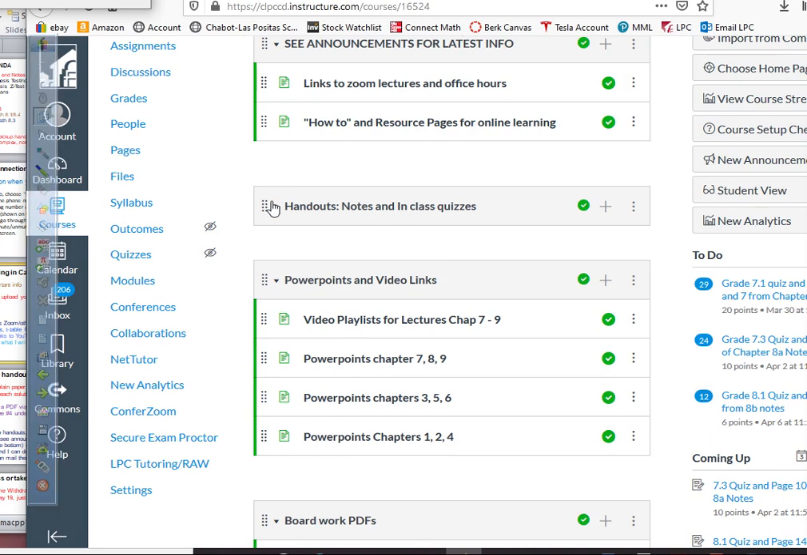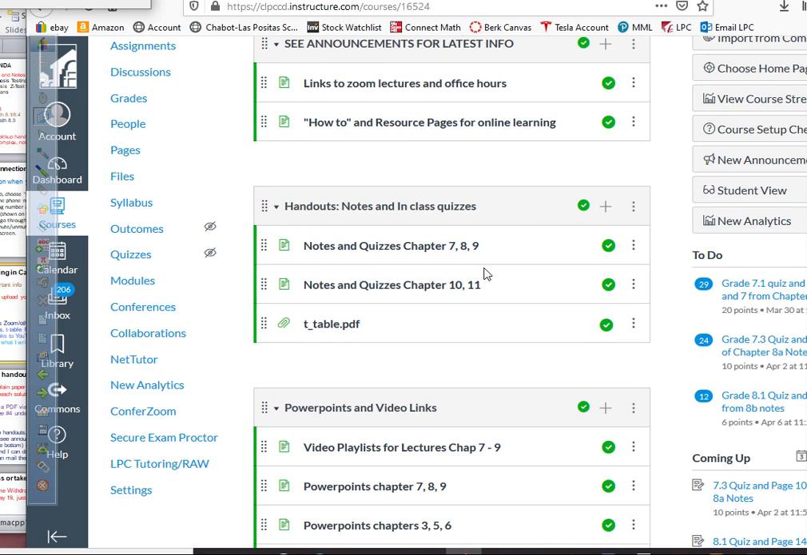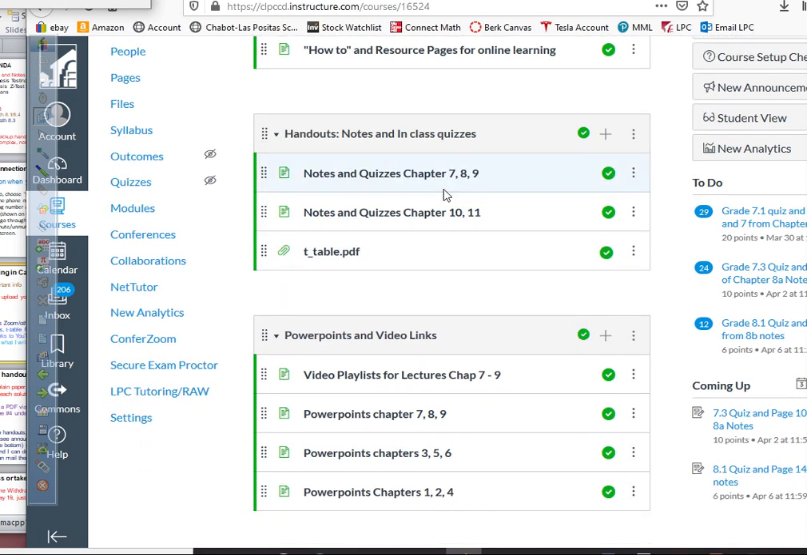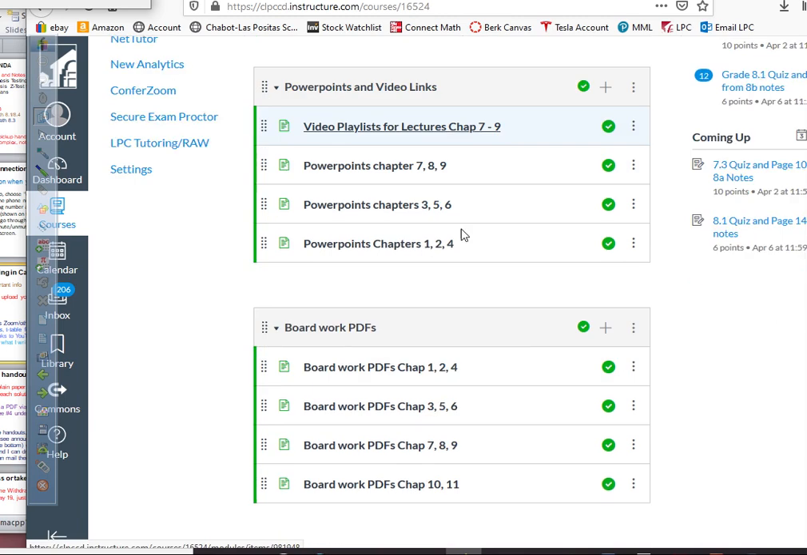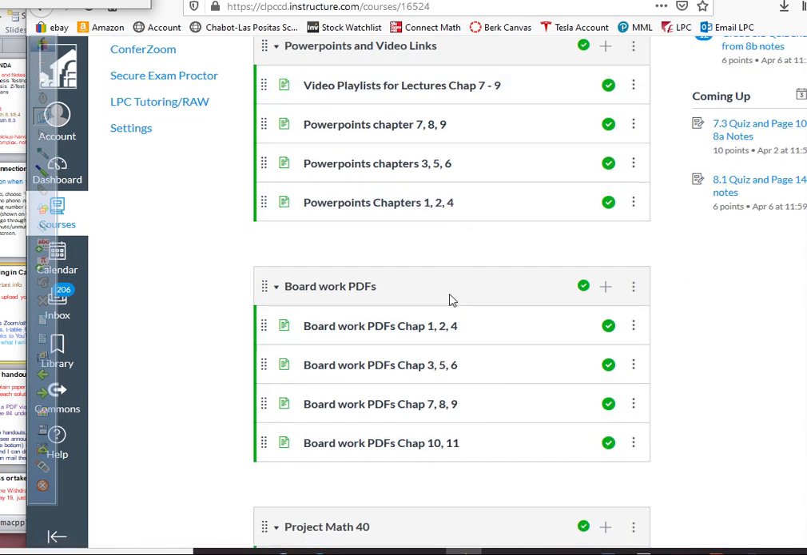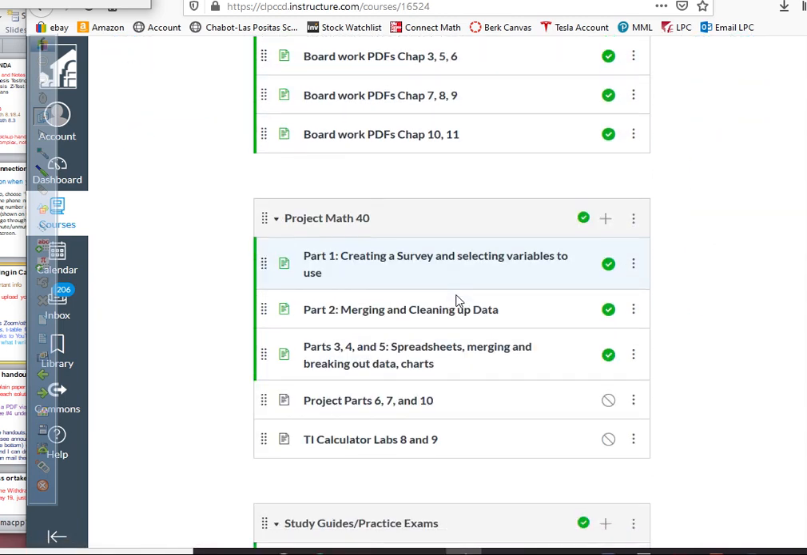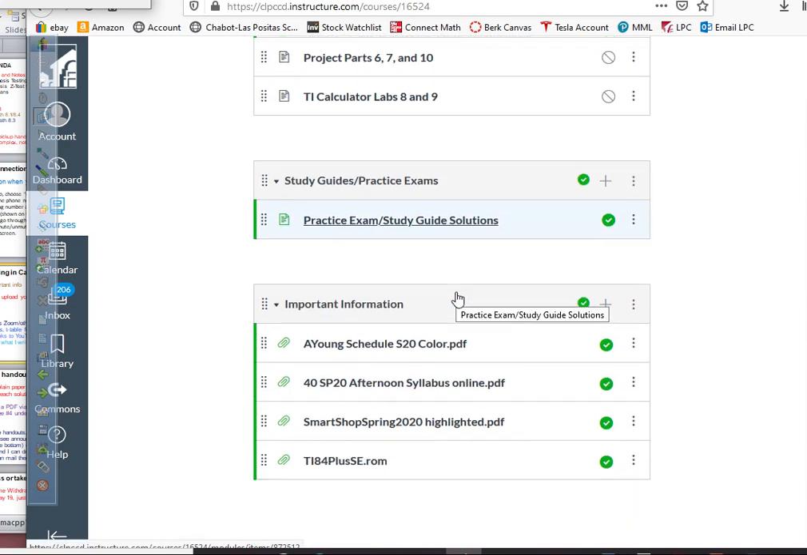Why are our handouts blank? Oh, maybe it should be like that. Okay. Hit this little arrow here to kind of show them all. All of our notes and things like that, PowerPoints and the video. These are all the links to all the videos of these lectures, and then our board of PDFs. And there's other stuff like the project, which you guys are familiar with, and study guides and other things.